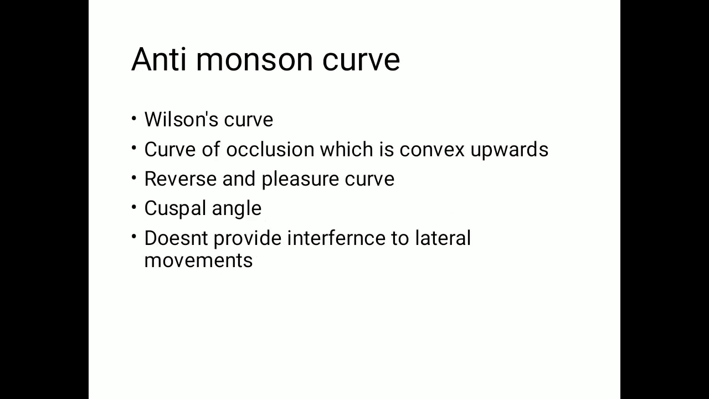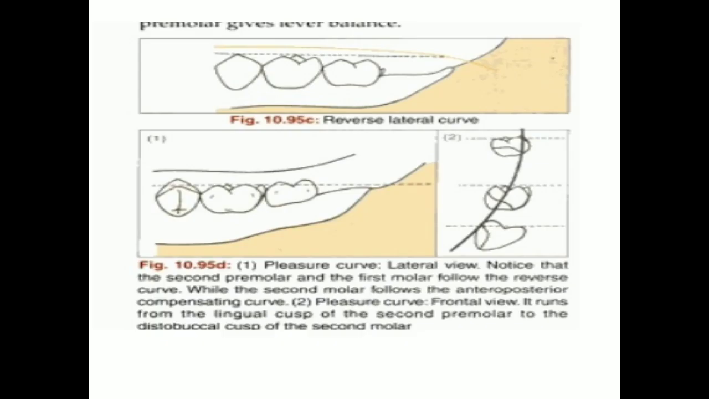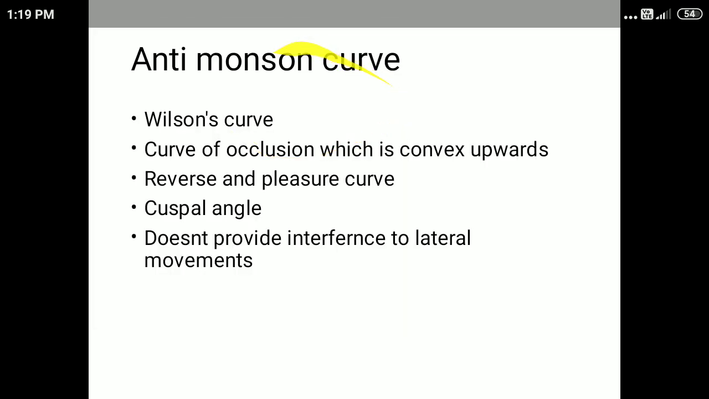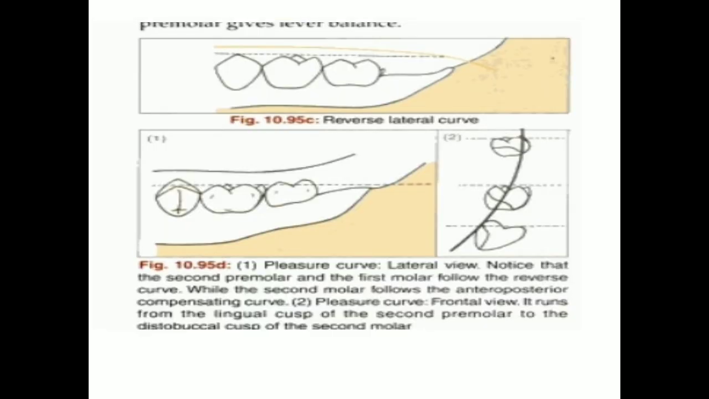The next one is the anti-Monson curve. It is also referred to as Wilson's curve. Here, the curve is convex upwards. Two kinds of curves are involved here, the reverse curve and the pleasure curve, and cuspal angle is also involved. It doesn't provide any interference with the lateral movements. This one is a reverse lateral curve, and the pleasure curve in lateral view. Here the second premolar region and the first molar allow a reverse curve, but the anterior posterior compensating curves don't get involved.